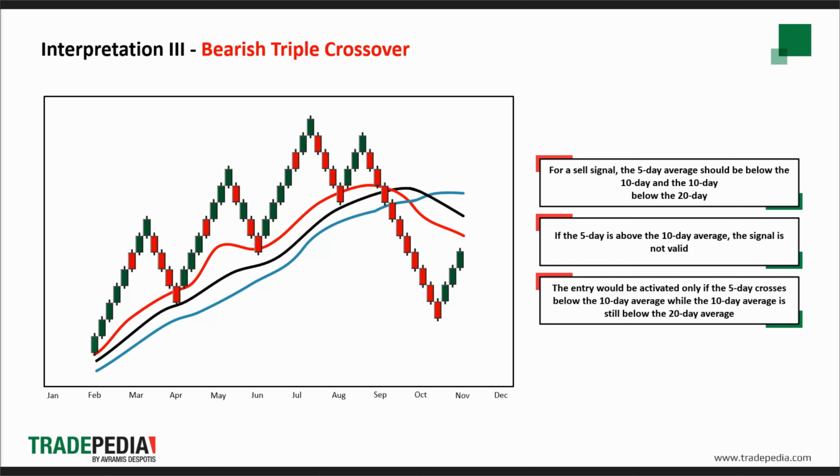Two lines is already quite confusing. You look at three lines, it can be even more confusing, and by the time you figure it out, price might already be moving. That's one of the reasons why I myself don't use triple crossovers. Slightly too convoluted for me. I like to stick to one or at most two moving averages. But that's basically how you look at triple crossovers. You just look at the three moving averages and how they respond to each other.